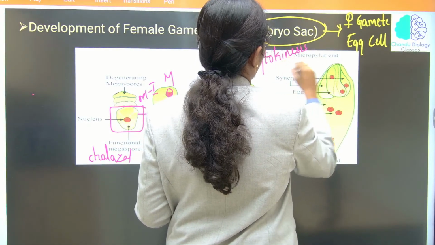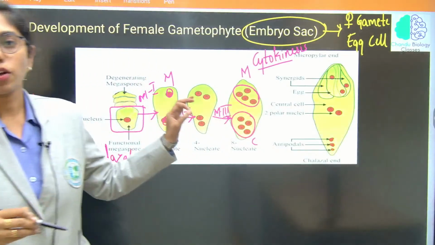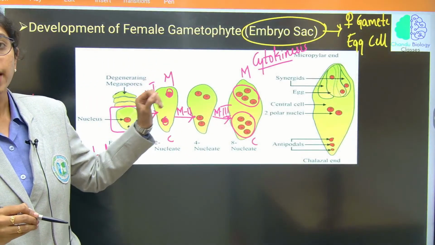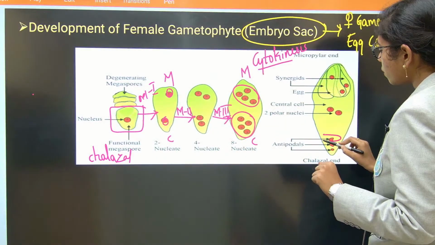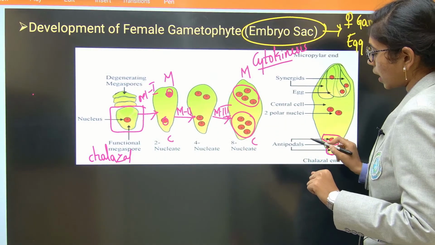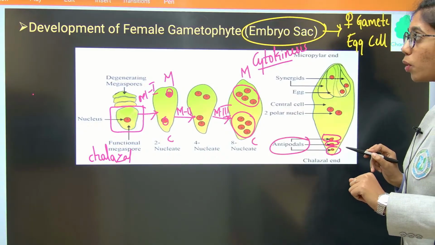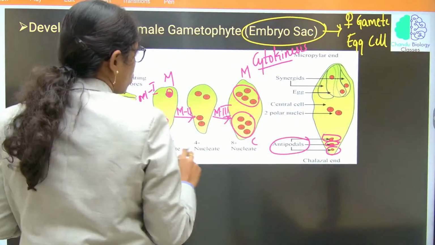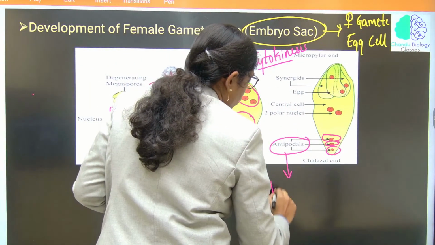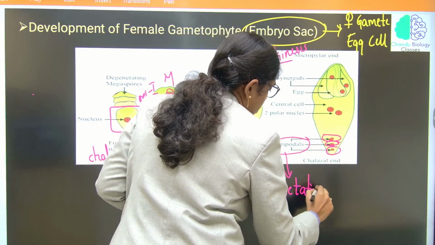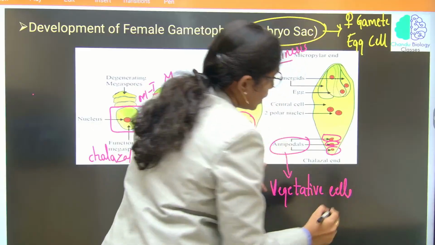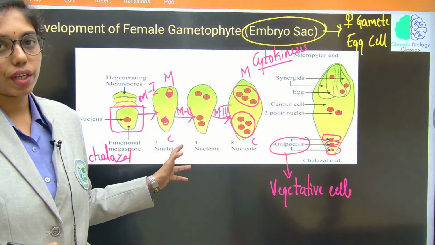Cytokinesis takes place after the third mitotic division. Here, after cytokinesis, you can see 3 vegetative cells formed at the chalazal end, known as antipodals. These antipodals are also known as what? Vegetative cells, and they degenerate after fertilization.